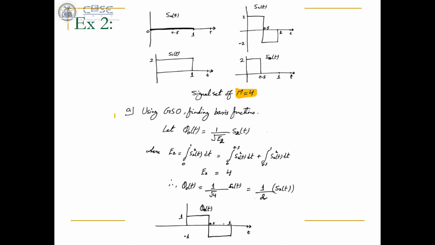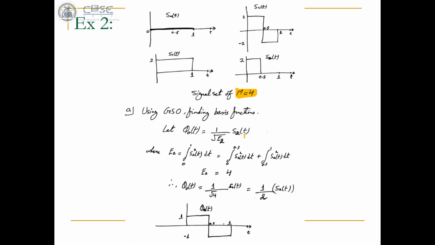In the first step, like we discussed earlier, we can choose any function out of the available set. Let's suppose we have chosen S2 of t as the signal in the first step, and we have computed the energy of S2 of t in the second step here, which comes out to be 4, and we have chosen the first basis function phi naught of t as S2 of t divided by the norm of the signal S2 of t. That is, S2 of t divided by the square root of E2.